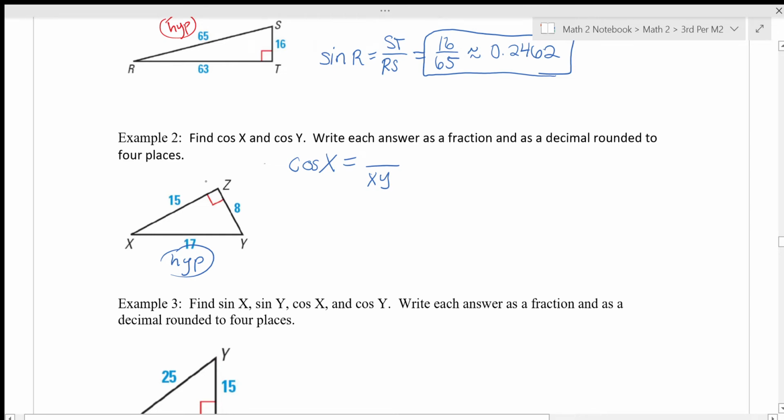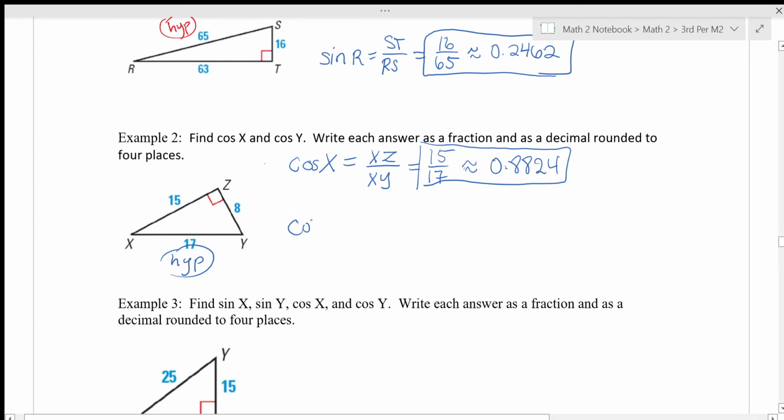So we look at the sides here. Adjacent to angle X is side XZ. So we've got XZ over XY, which is 15 over 17. And that's a reduced fraction. And then we're going to change that into a decimal. 15 divided by 17 equals 0.8824. Okay, there's our reduced fraction and our answer written as a decimal.